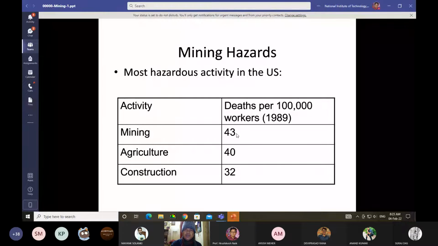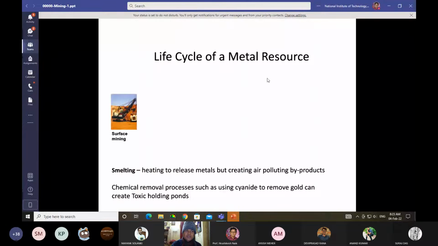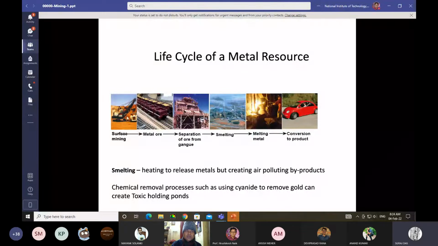Now the life cycle of a metal, if you see just here. Suppose iron ore: you are making steel from the iron ore, and this is the surface mining carried out for the iron ore deposits. After that, metal is obtained. After that, separation of ore from the gangue is carried out, then smelting is done, then melting of the metal is carried out, and finally this is the end product, conversion to a product. This is the life cycle of a metal.